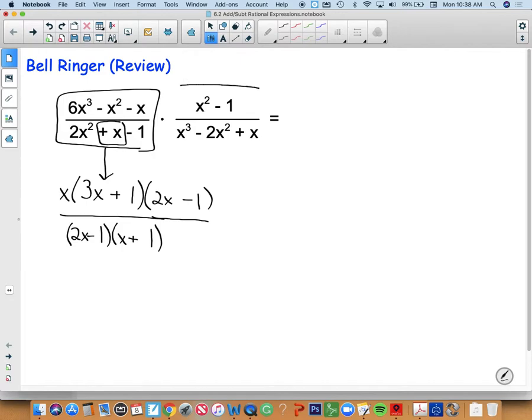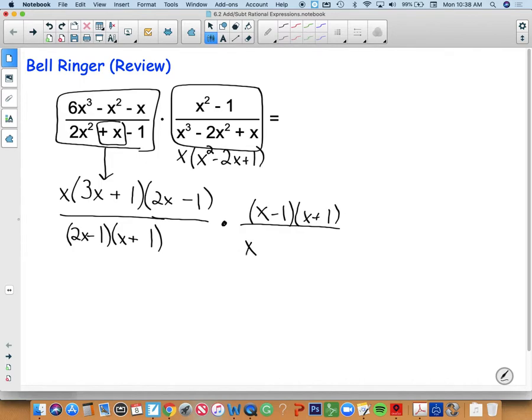So let's factor this here. The top is going to factor to x minus 1, x plus 1. That's a difference of squares. The bottom, I'll just factor it right below there. We're going to have x out front, x squared minus 2x plus 1. And then factor that. So we're going to have an x, and then we'll have x minus 1, x minus 1.